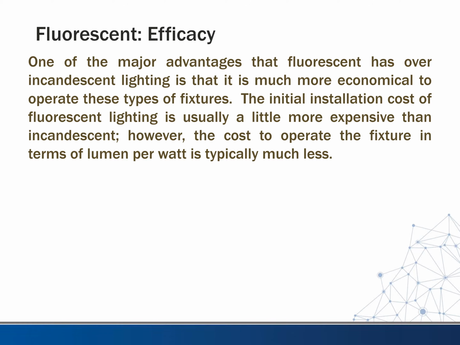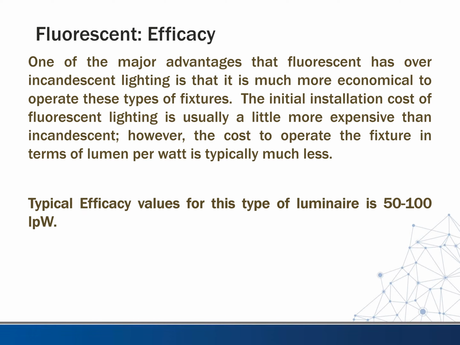One of the major advantages that fluorescent has over incandescent lighting is that it is much more economical to operate these types of fixtures. The initial installation cost of a fluorescent lighting fixture is usually a little more expensive than incandescent. However, the cost to operate the fixture in terms of lumen per watt is typically much less. The typical efficacy values for this type of luminaire is in the range of 50 to 100, so it'll pay for itself and more in the long run.